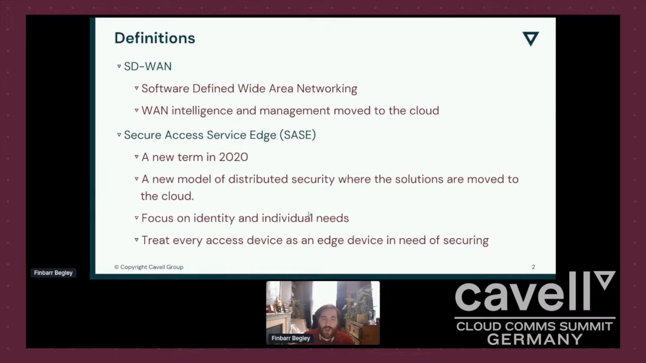And then we've got Secure Access Service Edge, or SASE, which is a new term in 2020 that everyone's sort of taken on board. And really, the best way to think about that is just a new model of distributed security, where the solutions are moved to the cloud rather than being hosted in traditional corporate data centers.